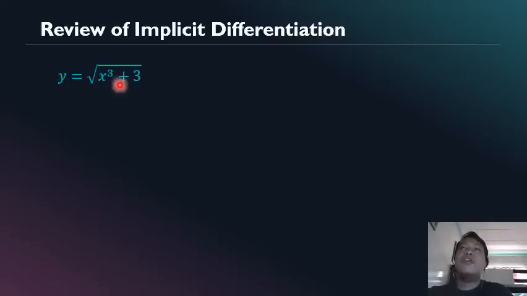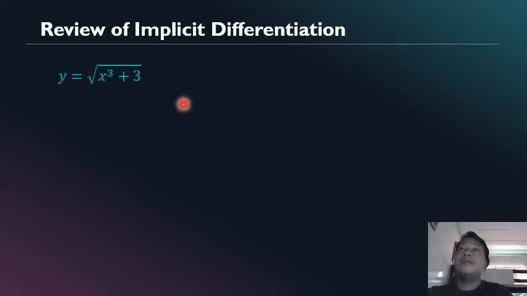So alam na natin kung paano kumuha ng derivative nito, no? Gagamitan mo lang ito ng power rule, the derivative of a power function, and then gamitan mo siya ng chain rule kasi sa loob ng square root meron ka pang another function, 'di ba? Kapag composite ang function, alam natin ginagamitan niya ng chain rule.